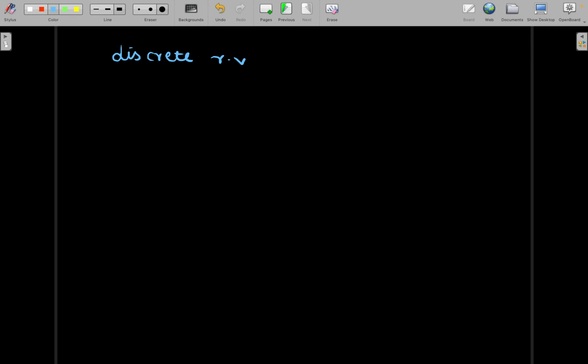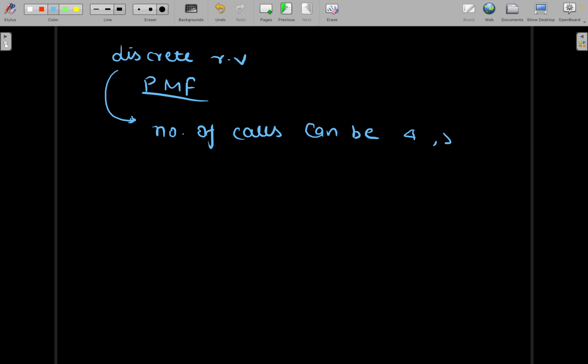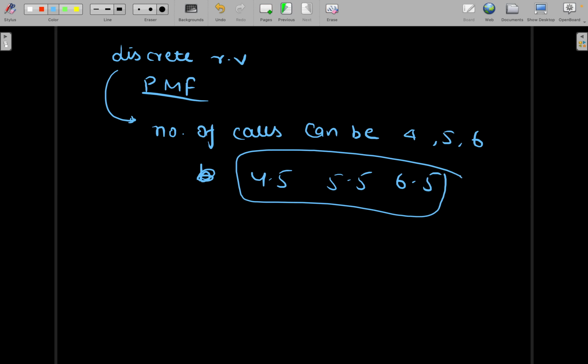Discrete random variable. So we'll have a PMF, as we know, called the probability mass function. Actually, why is it discrete? Because the number of calls can be 4, 5, 6, right? It cannot be like 4.5, 5.5, 6.5. That can't be. So the number of calls will be like this.